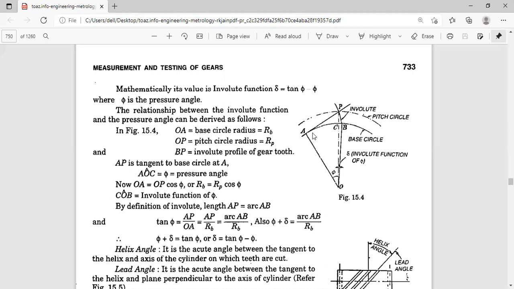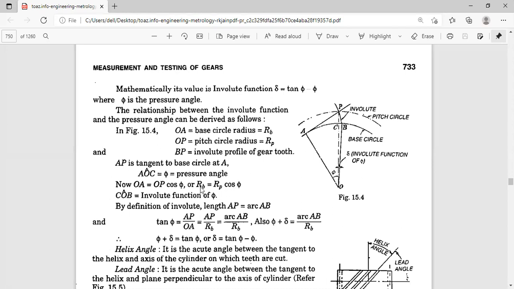Now what is OA? OA is equal to OP cos phi. What is cos phi? OA is nothing but the adjacent, and OP is known as the hypotenuse. What is OA? OA is equal to RB, the base circle radius. What is OP? The pitch circle radius. So RB is equal to RP cos phi.